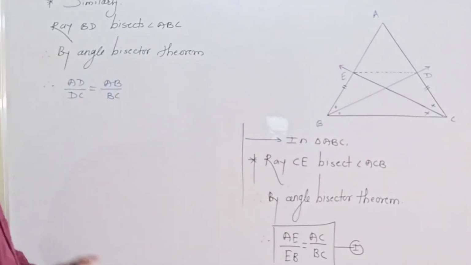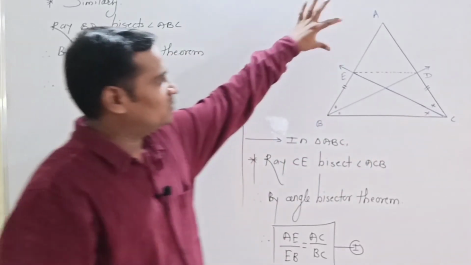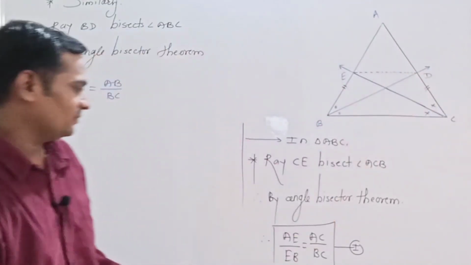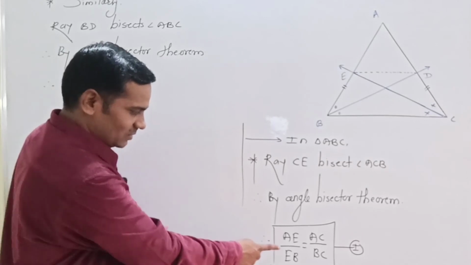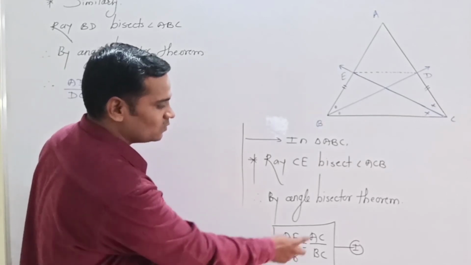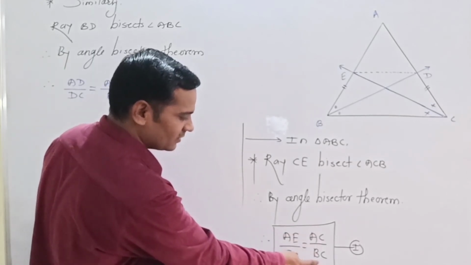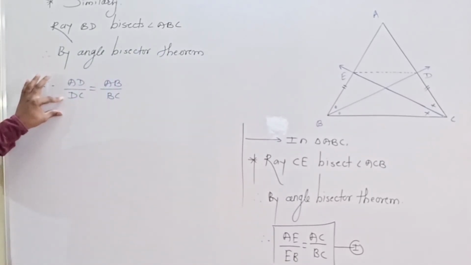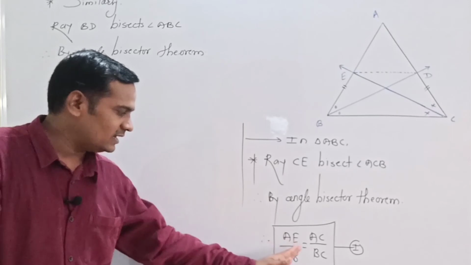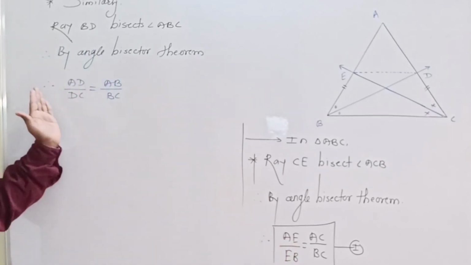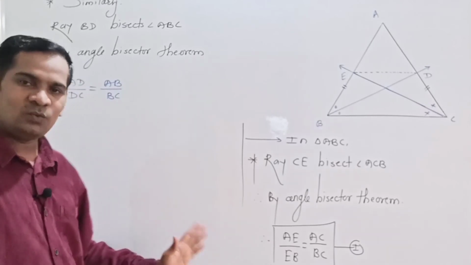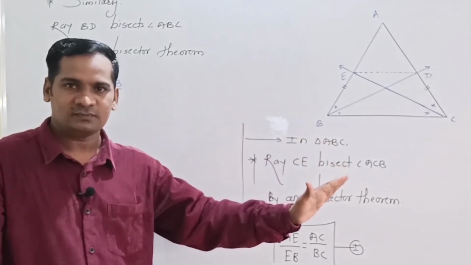Okay. Now what we have to prove here? We have to prove this AE upon EB is equal to AD upon DC. Now look at this equation number first. AE upon EB is equal to AC upon BC. Okay. And that AD upon DC is here. Now we just want to show that the LHS of both equations should be equal. Okay. Now to show that LHS equal, RHS should be equal again.